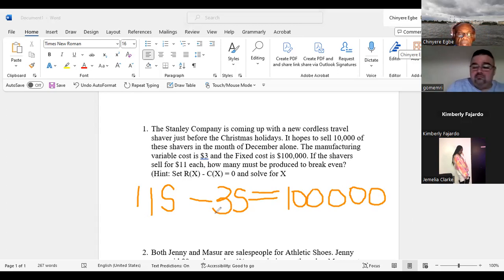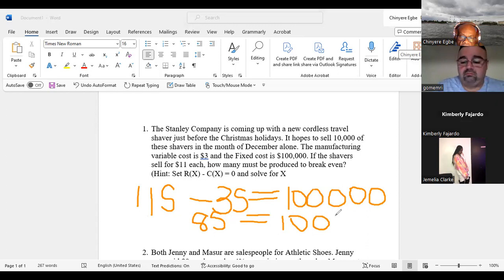So 11 minus 3 is 8. So that means that 8S is equal to 100,000. Okay, so now 8S is equal to 100,000. And so now we'll solve for S.